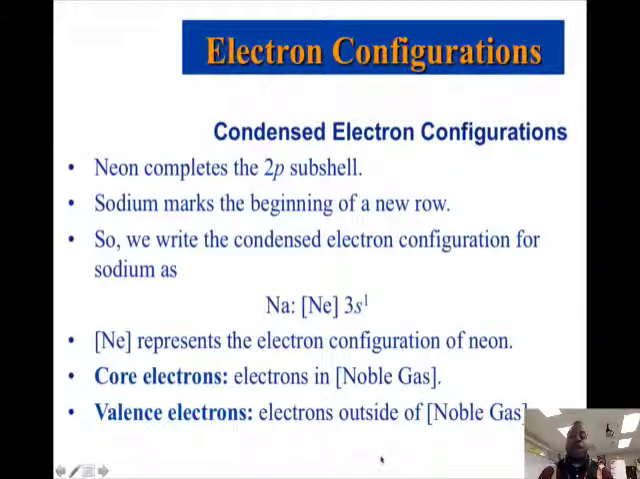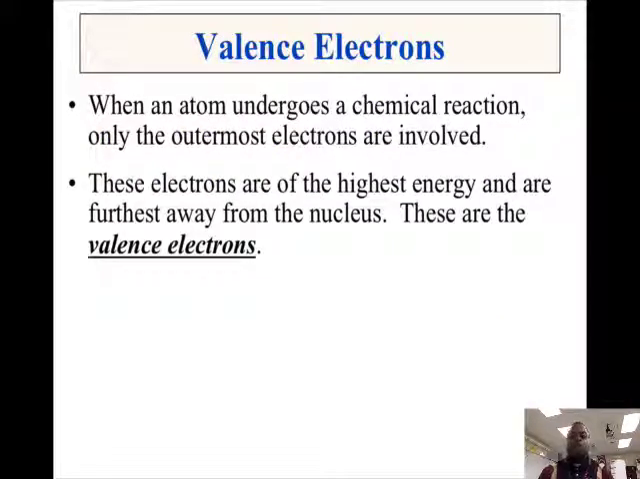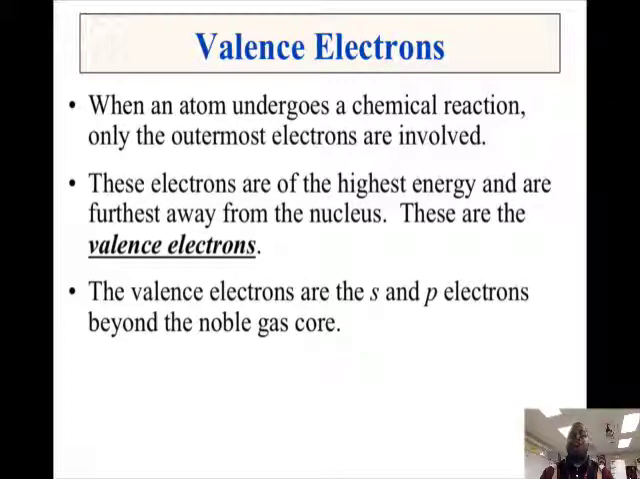Now, the electrons outside of that noble gas configuration, the ones that come after that point, are what we call the valence electrons. These are going to be the electrons that are on the outermost ring of the atom. When an atom actually undergoes chemical reaction, only the valence electrons are the ones that are involved. These are the ones that are highest energy, furthest away from the nucleus, and so they're actually going to require many times the least amount of energy to remove.